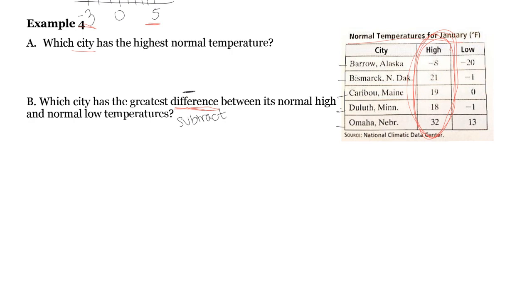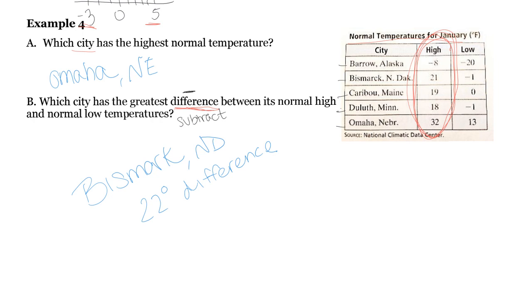Okay, so I want you to pause the video and answer A and B for me. So pause and answer A and B. Okay, so I'm not showing work for these two, but when I come and check your notes, you need to make sure that you have the work down. When I'm checking notes, I'm checking thoroughly that you have the work down for these types of problems that I pause and just give you the answer. Okay, so Bismarck has a 22-degree difference.